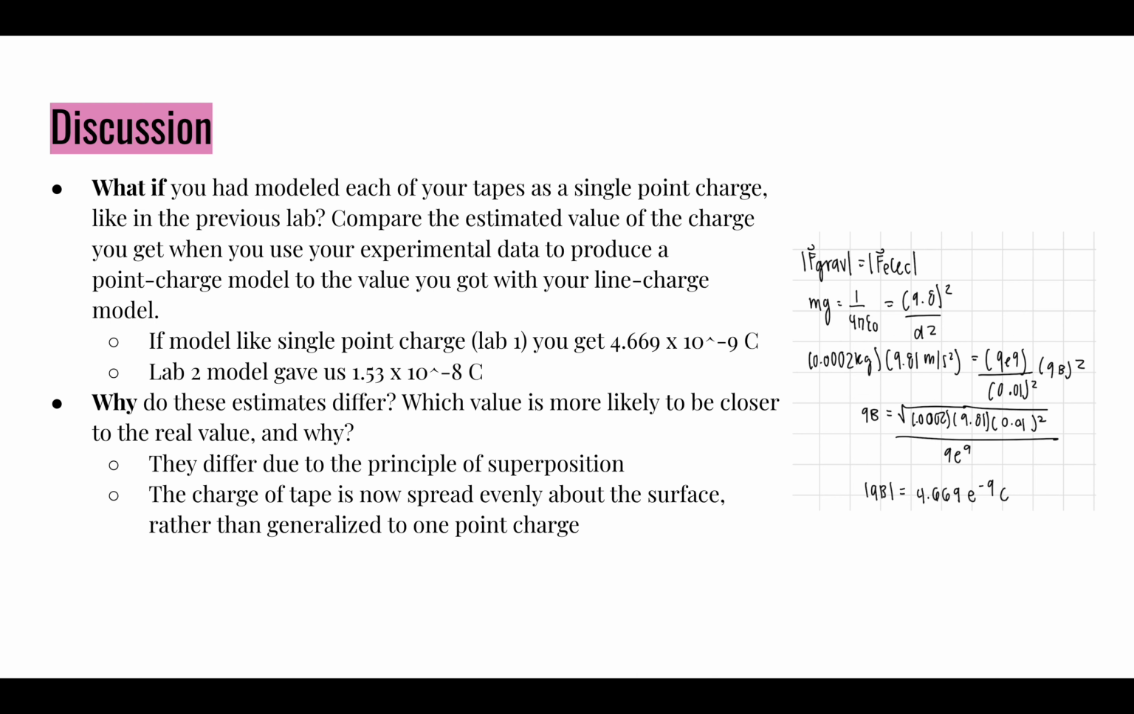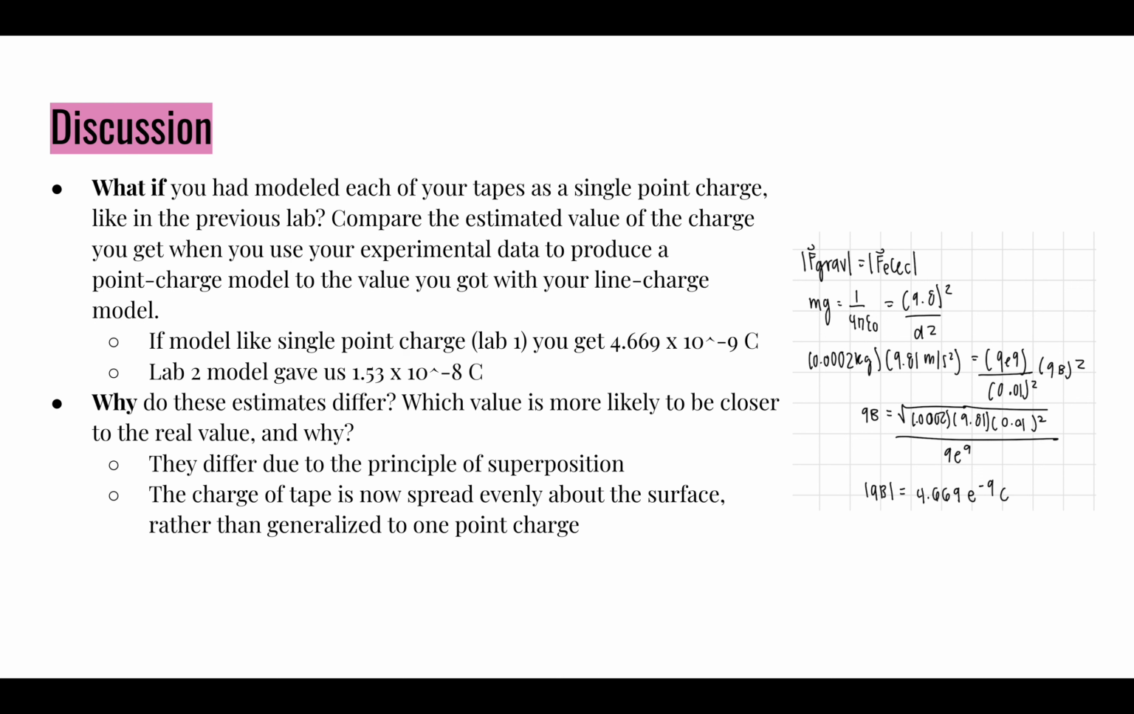To wrap up and discuss what we learned in this lab, if we had modeled our tapes as a single point charge like in the previous lab, as you can see here, I calculated on the right what that charge would be and how it's different. It would have been about 4.7 times 10 to the negative 9 coulombs, while our Lab 2 model gives us 1.53 times 10 to the negative 8 coulombs, which is a pretty significant change. So obviously our distributed charge calculation is a lot more accurate.